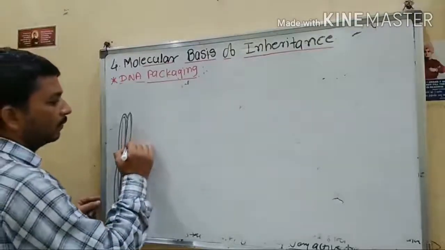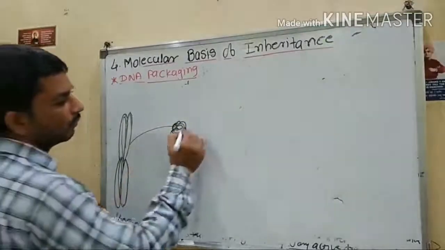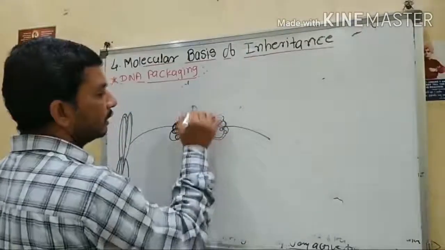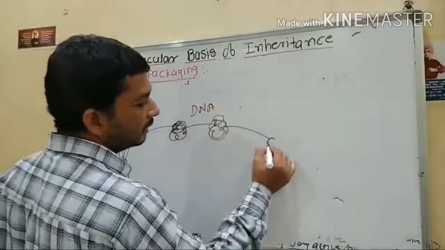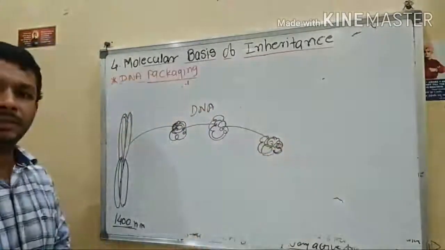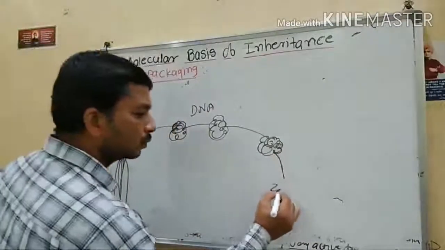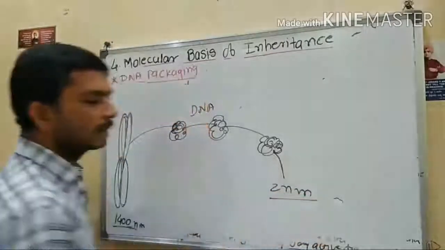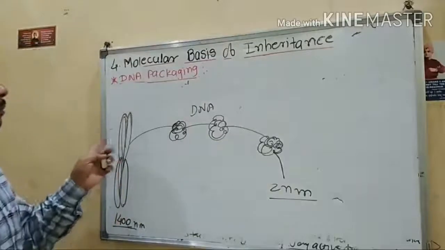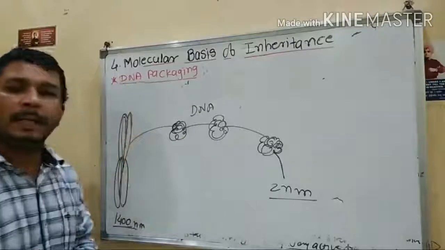And here we find the nucleosome and DNA. Again they are condensed. This is the DNA. Again they are condensed to form a supercoiled structure, and this supercoiled structure is converted into 2 nanometer. This is the main thing about DNA packaging.